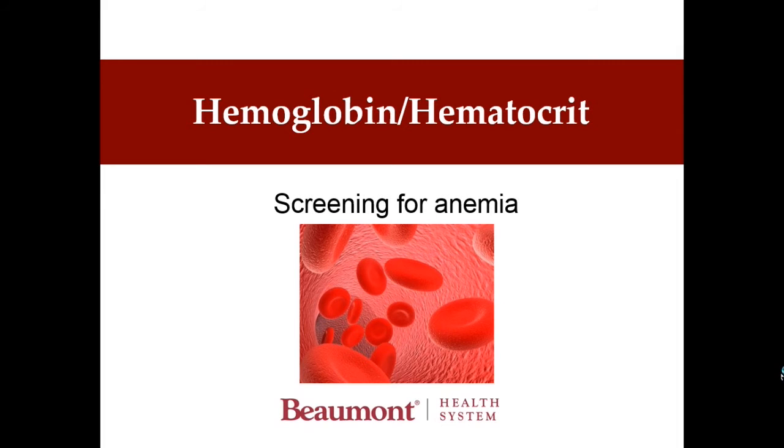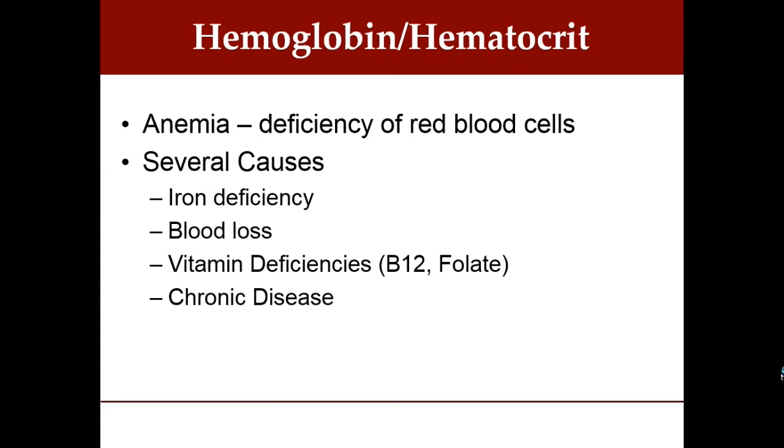The next thing we'll talk about is hemoglobin and hematocrit. This is the screening test we often use to screen patients for anemia, which is otherwise known as a low blood count. A lot of patients come in and refer to low blood count as low iron, which is one reason why some people have a low blood count. As you can see there, iron deficiency is one of the causes, but there can be several other reasons for patients having a low blood count as well, such as blood loss, sometimes vitamin deficiencies such as vitamin B12 and folate, and other chronic diseases such as chronic kidney disease are other reasons why someone's blood count may be on the low side.